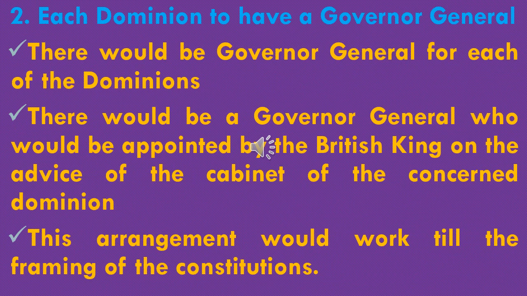Second one is that each dominion is to have a Governor General, which means India and Pakistan will have separate Governors General for their countries. There would be a Governor General who would be appointed by the British King on the advice of the Cabinet of the concerned dominion. The arrangement would work till the framing of the Constitution.